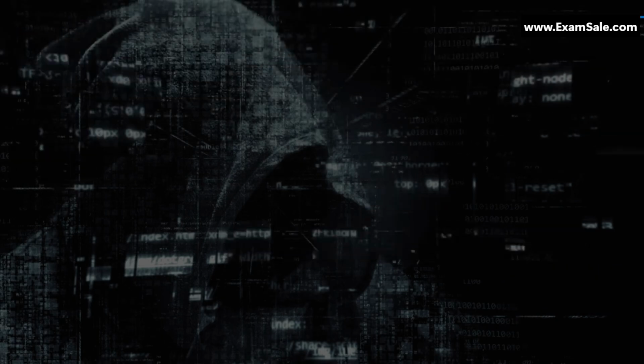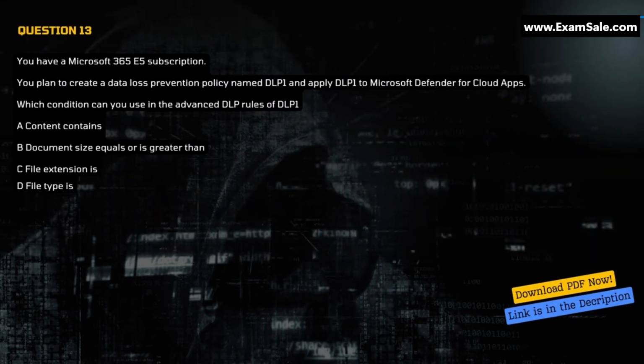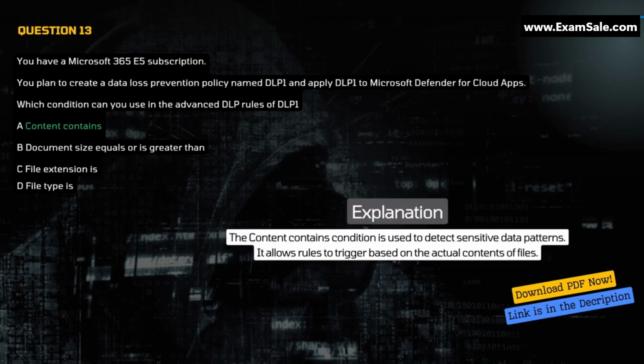Question 13. You have a Microsoft 365 E5 subscription. You plan to create a data loss prevention policy named DLP1 and apply DLP1 to Microsoft Defender for Cloud Apps. Which condition can you use in the advanced DLP rules of DLP1? A. Content contains. B. Document size equals or is greater than. C. File extension is. D. File type is. Correct answer is A. Explanation. The content contains condition is used to detect sensitive data patterns. It allows rules to trigger based on the actual contents of files.